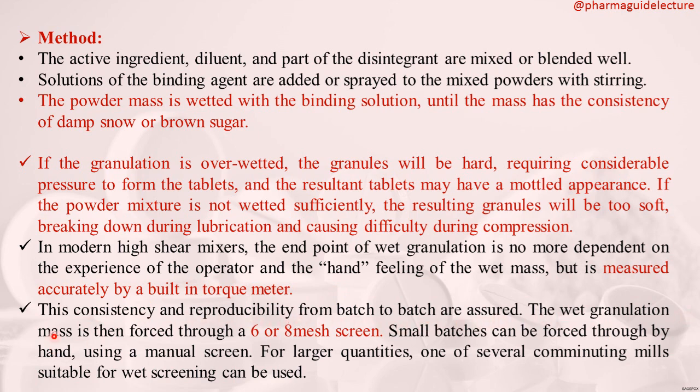The wet granulation mass is then forced through a 6 or 8 mesh screen. Small batches can be passed through by hand using a manual screen. For large quantities, one of the several comminuting mills is suitable for the wet screening.